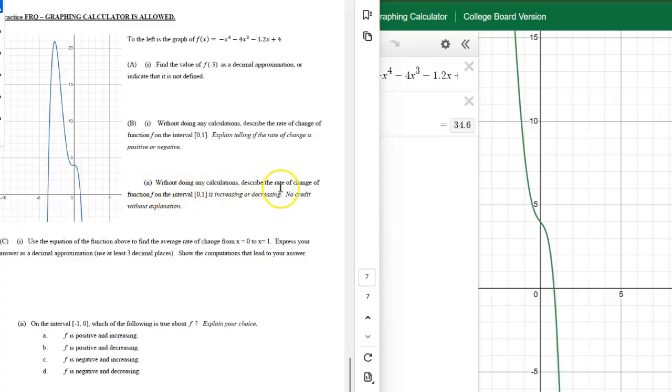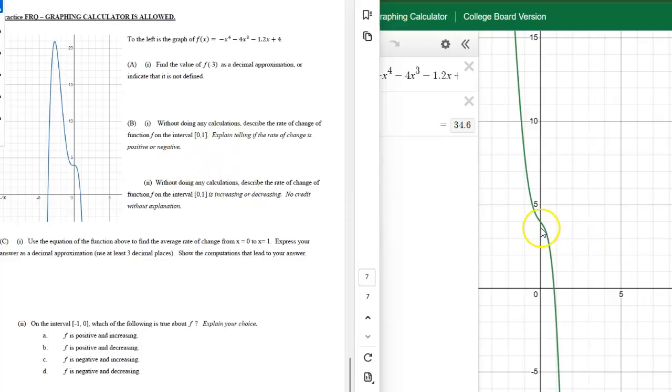Number 2, without doing any calculation, meaning like we don't have to plug it in, we don't have to calculate it. Describe the rate of change between 0 and 1, whether it's increasing or decreasing. So this question and this question is different. This question asks me whether the rate of change is positive or negative, meaning the slope is positive or negative. Whereas this one, rate of change is increasing or rate of change is decreasing, which means rate of change increasing means concave up. Rate of change decreasing means concave down.